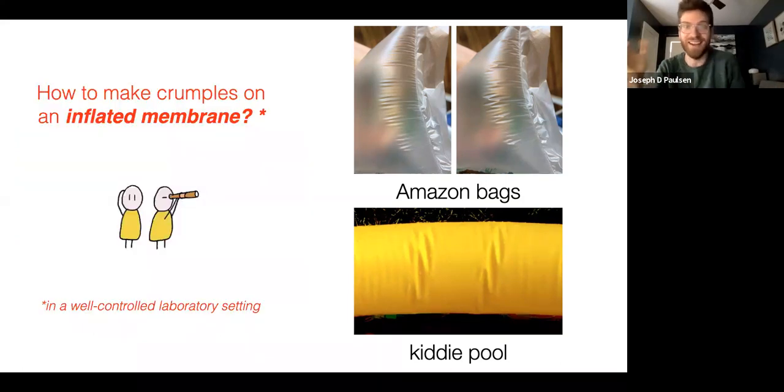So that's the question: how do I make crumples in an inflated membrane, with an asterisk? The asterisk is in a well-controlled laboratory setting.